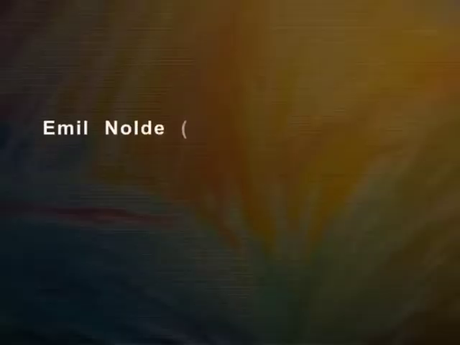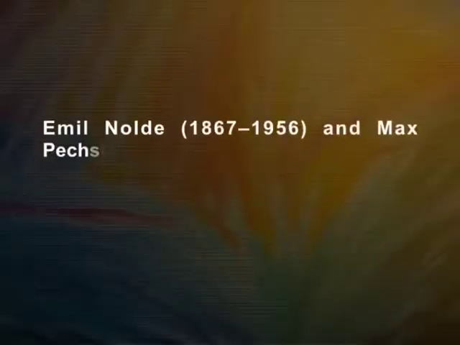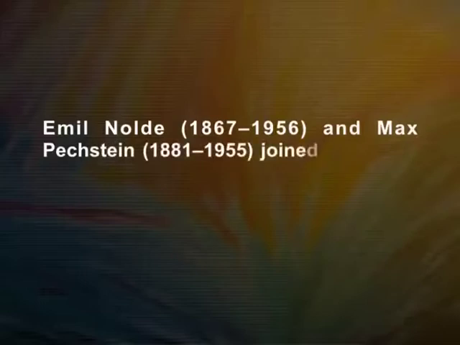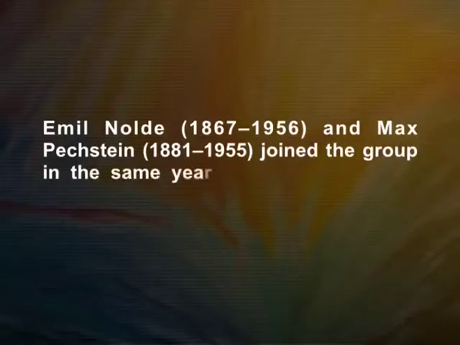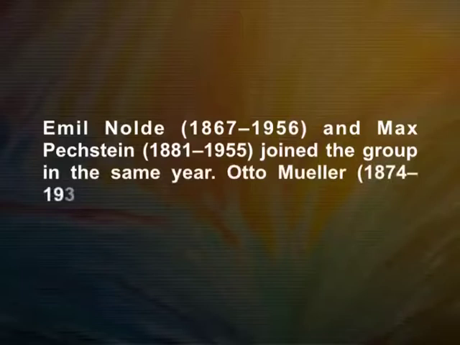The group published their manifesto in 1906. It was carved on wood. In September and October 1906, the first group exhibition was held, focused on the female nude. Emil Nolde and Max Pechstein joined the group in the same year. Otto Müller, who lived from 1874 to 1930, joined the group in 1910.